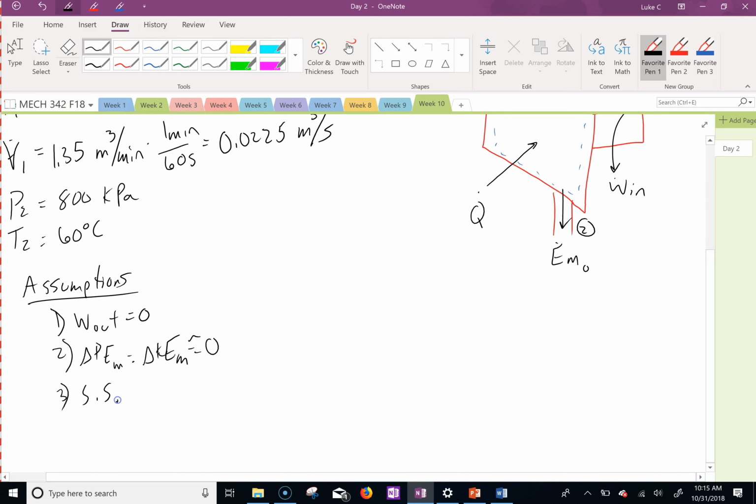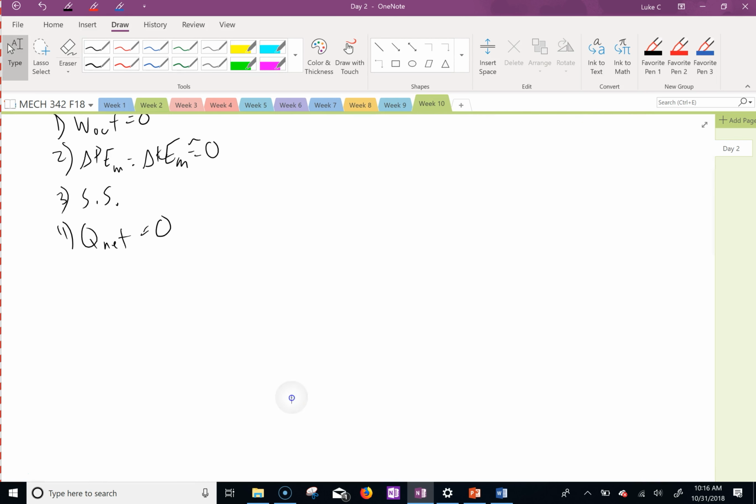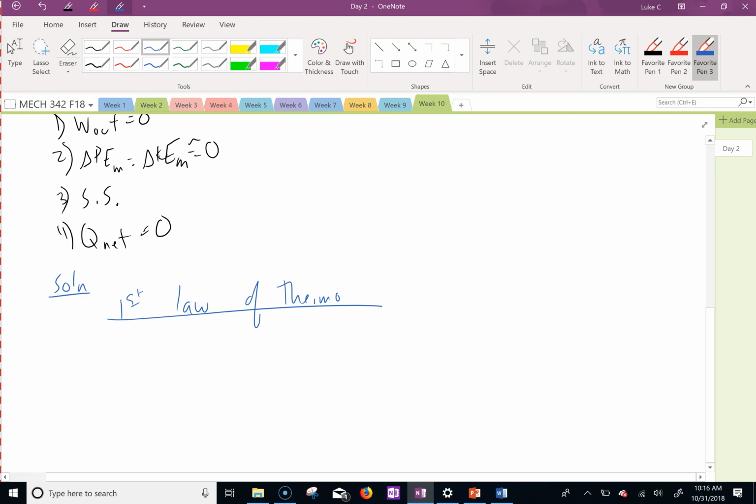Assume steady state, and Q net is 0. This doesn't tell us anything about Q. Questions so far? See how we set the problem up? And now we can get right to the first law, and just get right to it.